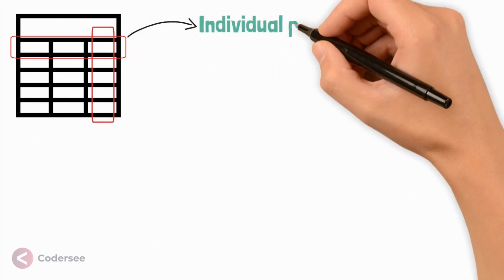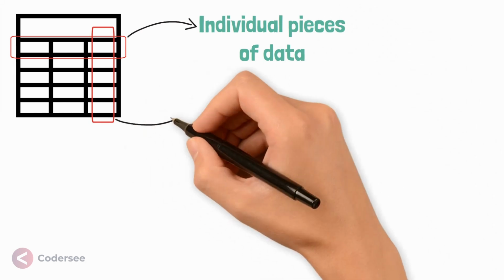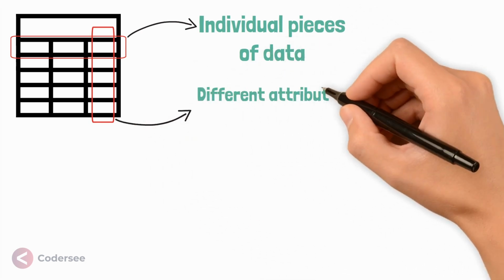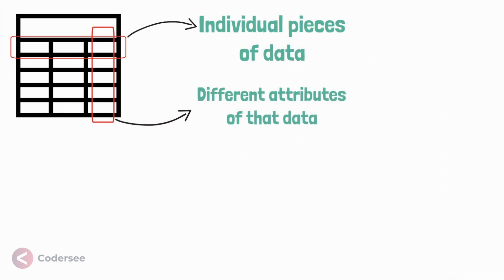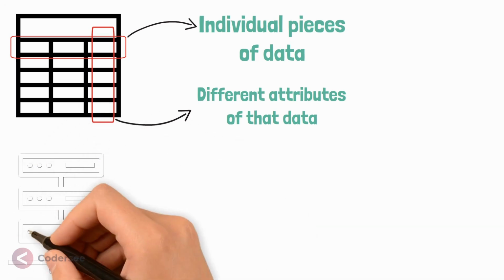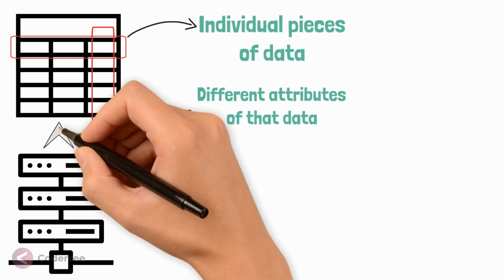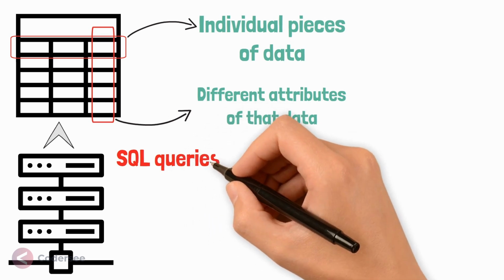Each table consists of rows and columns. Rows represent individual pieces of data, while columns represent the different attributes of the data, like the username. And in order to query and manipulate the data from the database, we can use SQL queries.